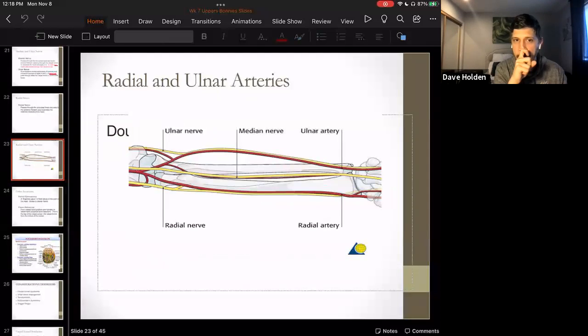There's the little diagram. Where the ulnar nerve passes on the left-hand side, that's up near the elbow, where it's real superficial.